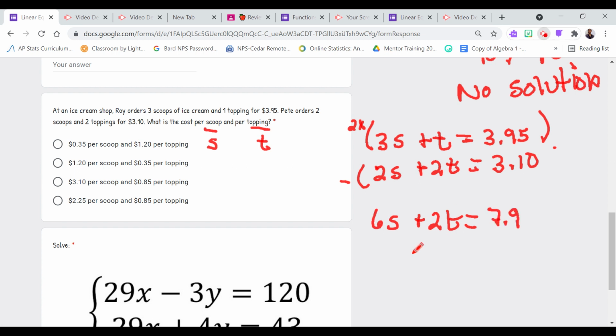Okay, so that's equal to 790. So now what I'm going to do is I can then subtract these. So 2s, 2t equals 310. And I can subtract this. And when I subtract it, I'm going to get rid of my t's and I'll be left with just my s. So 6 minus 2 is 4s. These eliminate. That was the whole point. And then 7.9 minus 310 will give me 4.8.